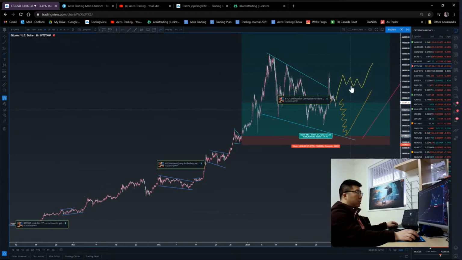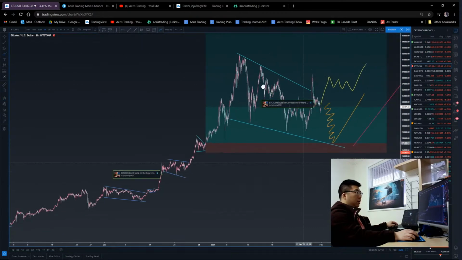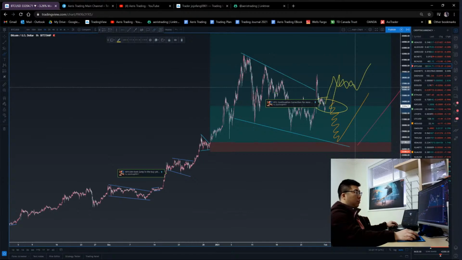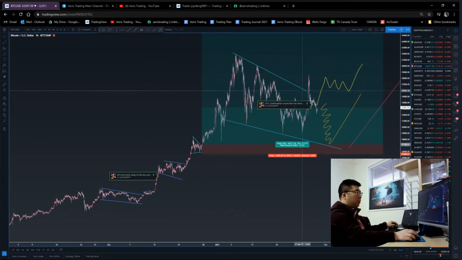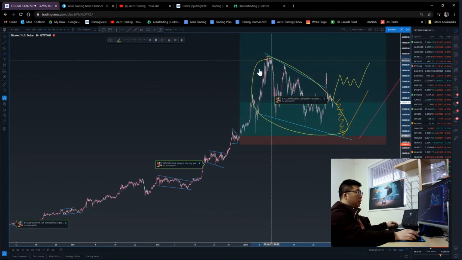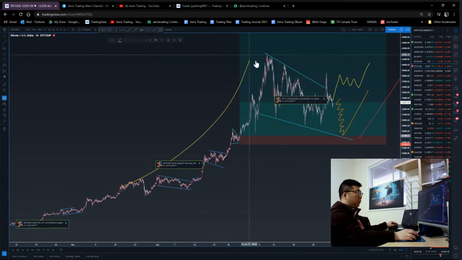But another scenario is if in this area here we just form some sort of correction, some sort of reversal, and we just push up once more, then this move is likely to continue right away from this point. So overall, to me, it's still very bullish, right? There's no doubt about it. This whole move is a bullish move to the upside.